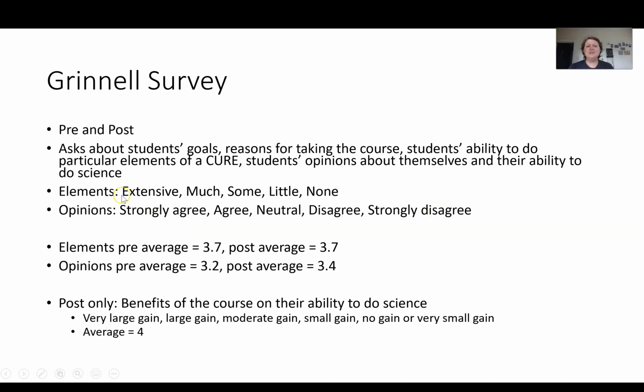Sorry, did I say that right? Strongly agree would be 5, strongly disagree would be 1. So we can see here in our pre to post for the elements, we're not seeing a difference. And on the opinions, we see a slight increase.